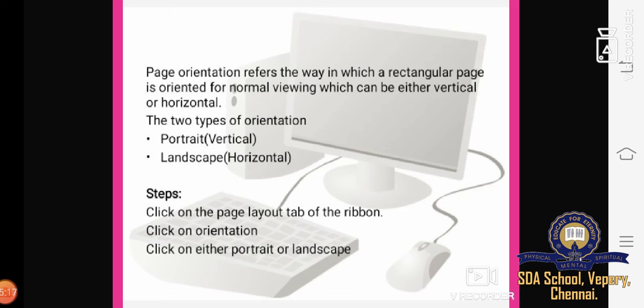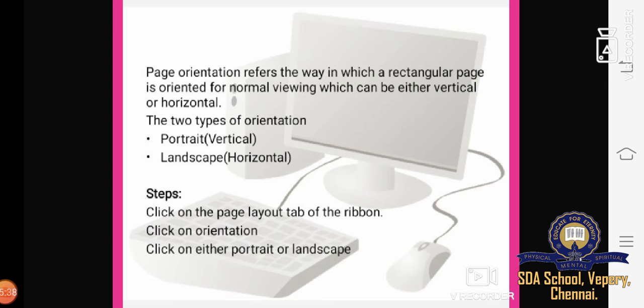To change the orientation of the text, what are the steps that we need to follow? It's very important. Step 1: first we need to click on the Page Layout tab of the ribbon. Second, click on Orientation.